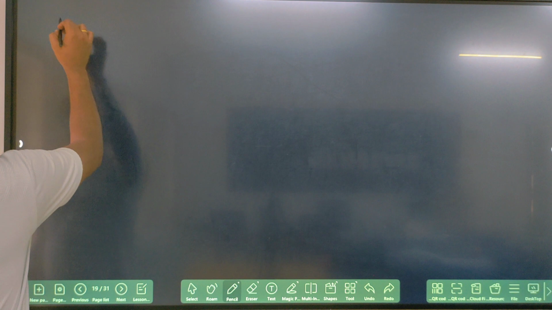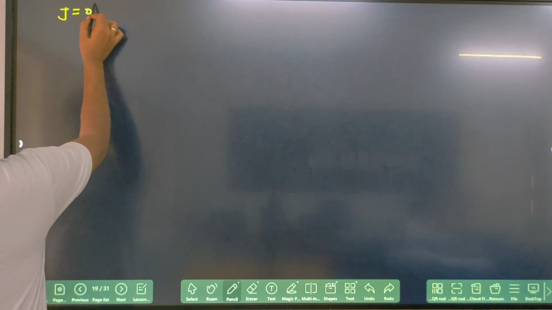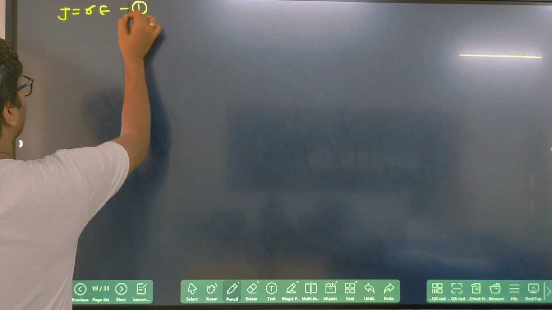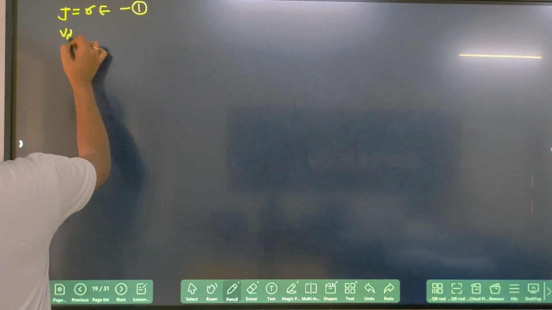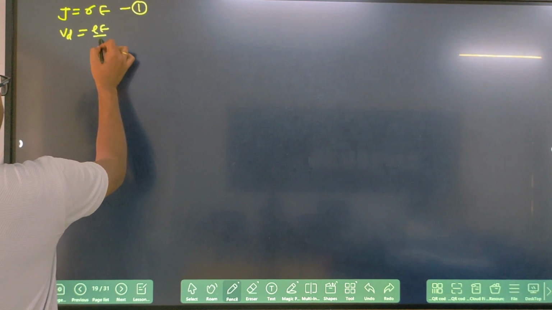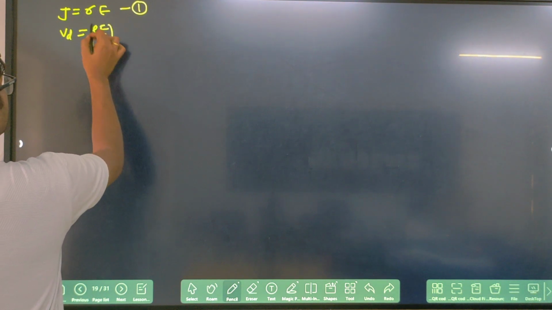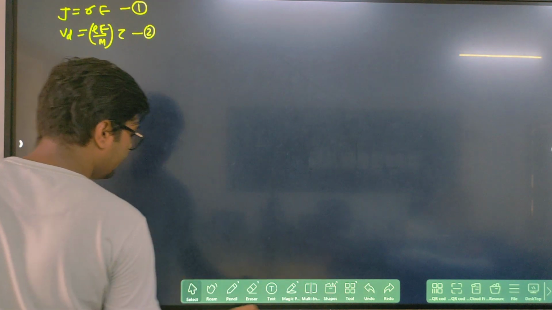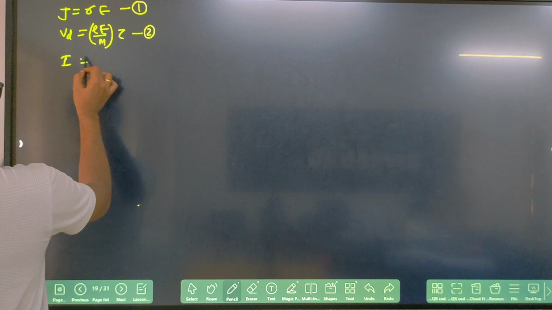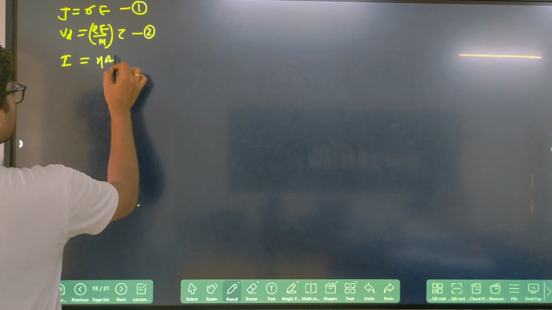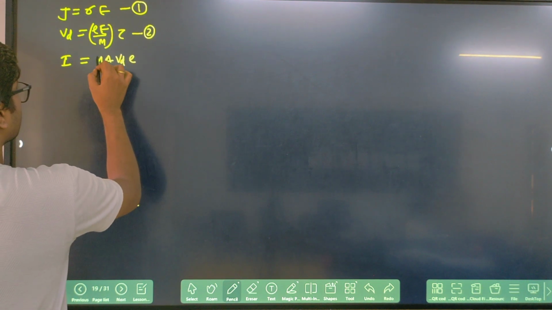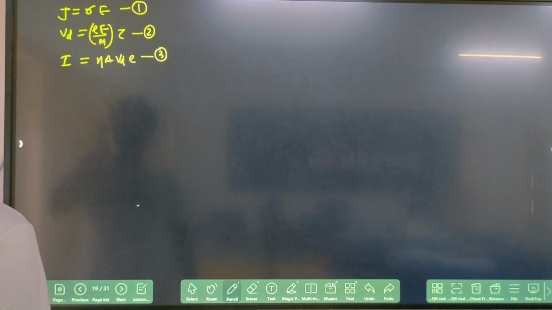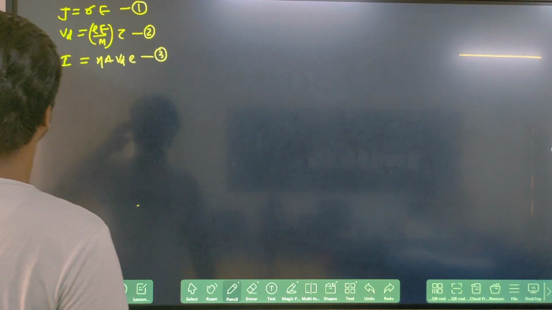Now here I got J equal to sigma into E, let's say this is equation number 1. I got Vd equal to E divided by m into tau, that is equation number 2, and I got I equal to nAVde, that is equation number 3.